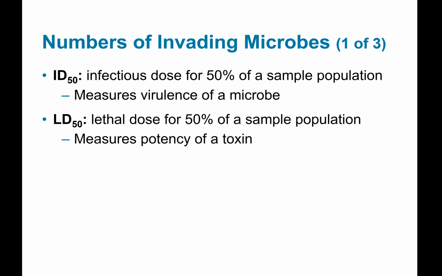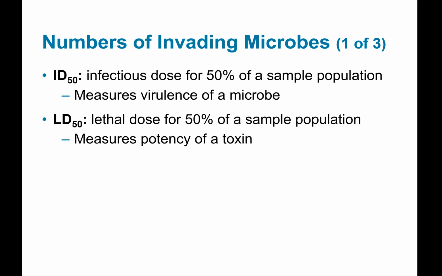There are a lot of factors that come into play with that, but one of them is the number of invading microbes, which is a term, and actually a mathematical measurement called the ID50, where ID stands for infectious dose, and 50 refers to 50% of a sample population. They've done studies with laboratory animals, and they've determined the ID50 for a variety of diseases. The ID50 is a measure of, it says virulence, but I would really say contagiousness of a microbe.